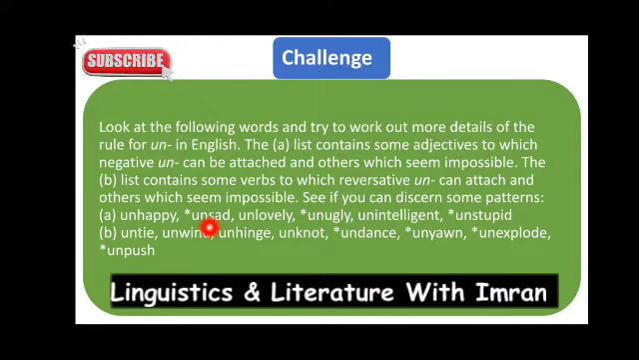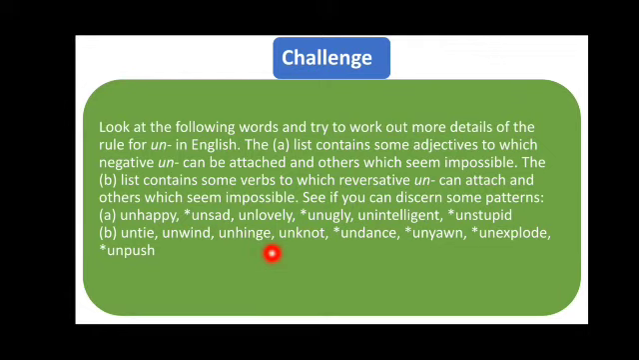So this is the rule. Similarly, with untie, we can add un: unwind, unhinge, unknot, but we can't say undance, we can't say unyawn, or we can't say unexplode, we can't say unpush. So sometimes an action can't be reversed. So when an action can't be reversed, then you cannot add un, right? And those actions can be reversed which are temporary. Permanent action can't be reversed, right?